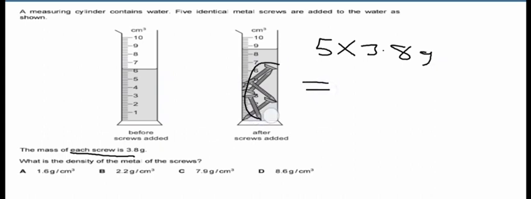So to know the total mass, we are going to say 5 multiplied by 3.8 grams. Then the mass of all these 5 screws is just going to be 19 grams. When you multiply 5 by 3.8 grams, you get 19 grams. Right. So the question is just asking us to calculate the density of the metal of the screws. So what is remaining here is for us to identify the volume of these 5 screws.